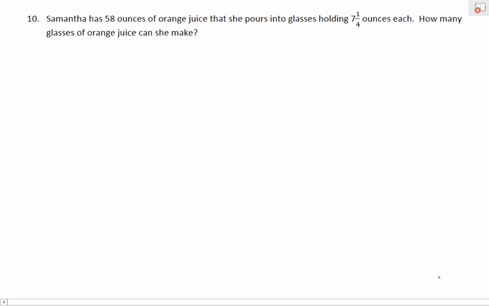Number 10. Samantha has 58 ounces of orange juice that she pours into glasses holding 7 1/4 ounce each. How many glasses of orange juice can she make? So once again, we have something large that we're breaking up into smaller pieces. So we'll divide.